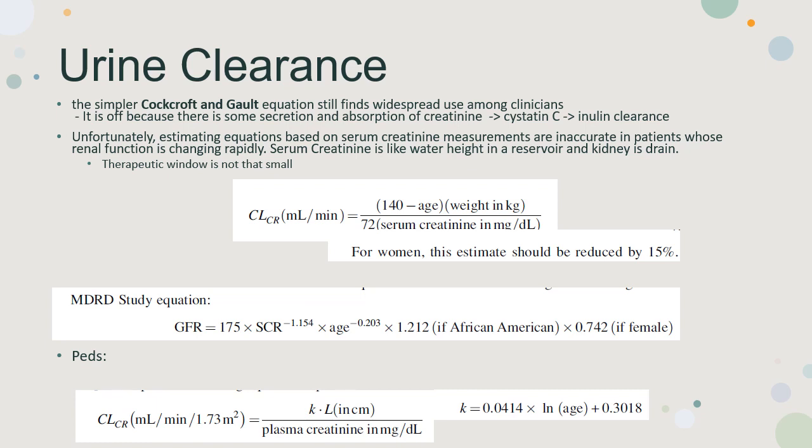And then for kids, for peds, this is actually more accurate, where you've got L, which is height or length. Basically, that's going to be your surrogate for muscle. And then K is sort of a constant based on age. So you really look at height and age and creatinine. So everything is basically muscle mass and creatinine. That's where we're at. End of chapter 1.